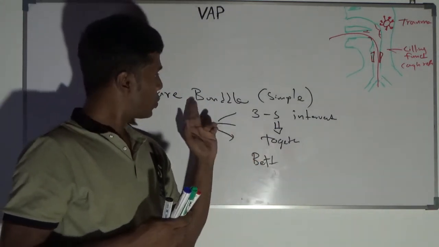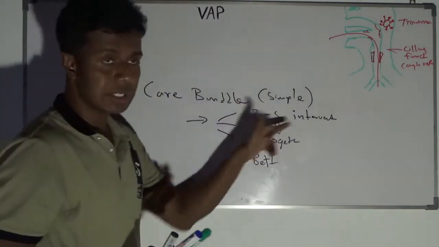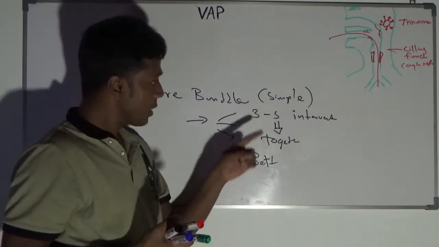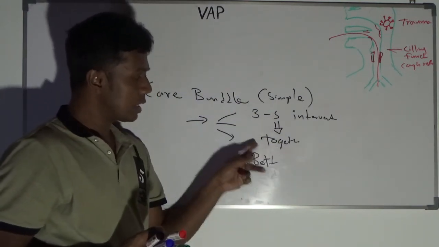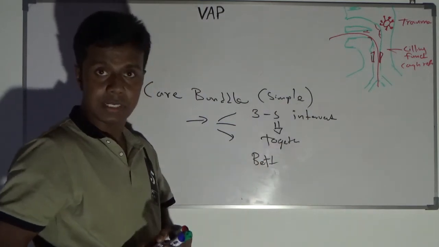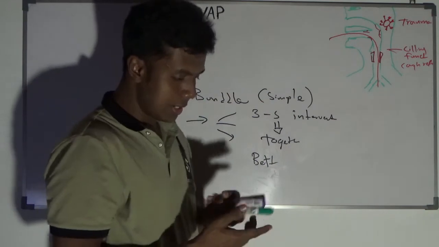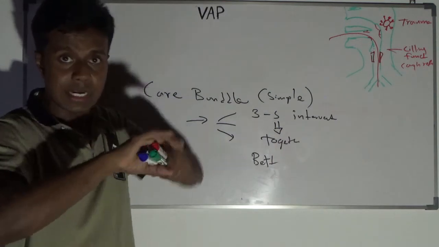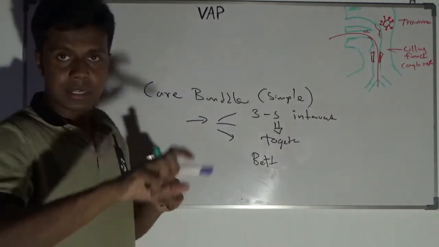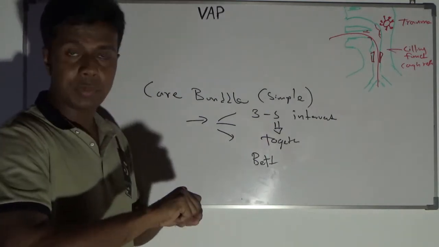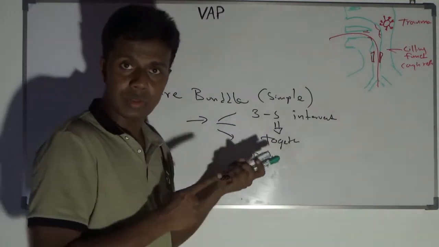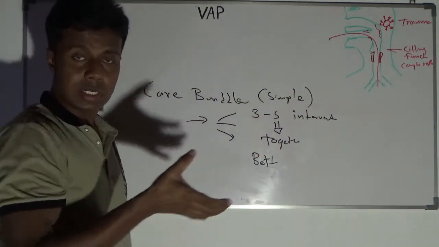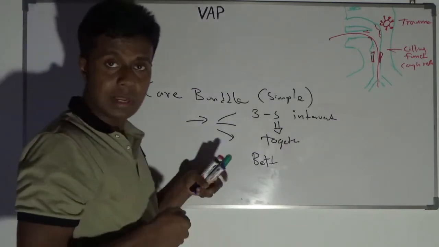So to be a care bundle, the intervention should be simple. That means it should be able to be practiced elsewhere in the country. Another thing is, when implemented together, they give a better outcome rather than being implemented individually. It's like a thread. If you have 4 threads and somebody asks you to break them together, it may be difficult. But if somebody gives them one by one, you may be able to break them easily. Likewise, with the care bundle, when implemented together it has a better outcome rather than implementing individually.